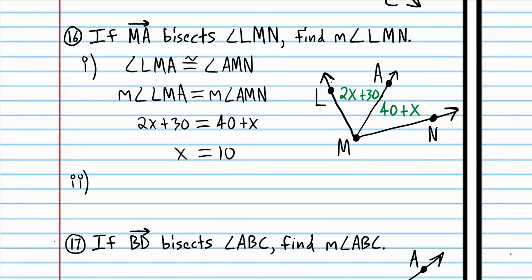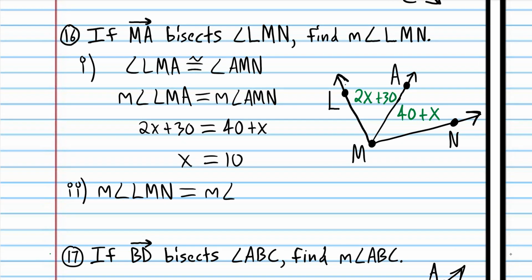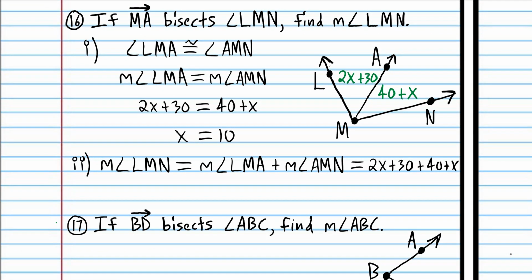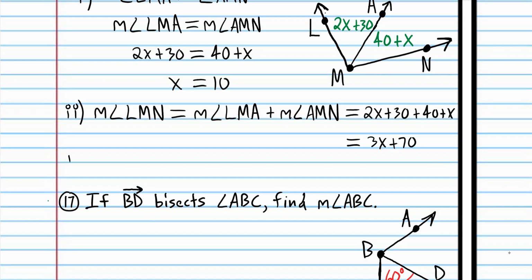We need to find the measure of angle LMN, which is equal to the measure of angle LMA plus the measure of angle AMN. So that's the angle addition postulate. So we're not only using the idea of an angle bisector, but we're also applying the angle addition postulate. So if you add those together, we have 2x plus 30 plus 40 plus x. And we end up with 3x plus 70.